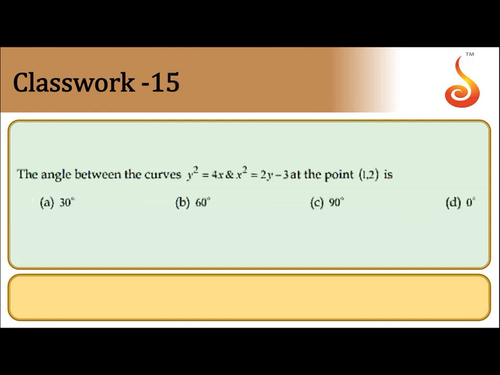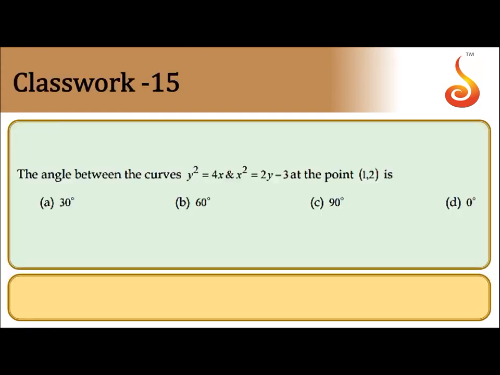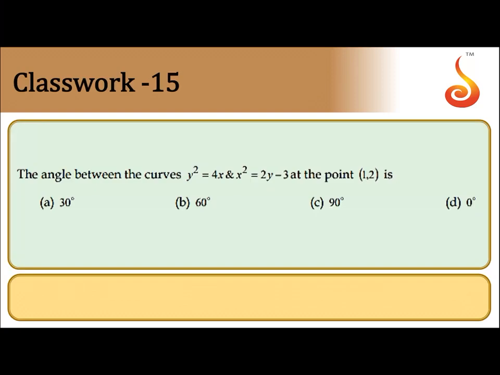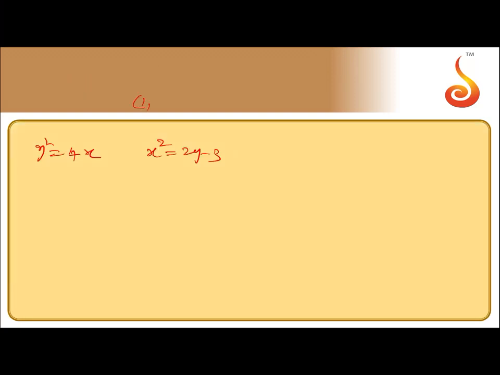Coming to the next one, the angle between the two curves at the point. Is it a similar problem? Same as the previous one. Let me take up y square is equals to 4x. Yes. So y square is equals to 4x is one curve. Second curve x square is equals to 2y minus 3, and the point of contact is the point 1 comma 2.